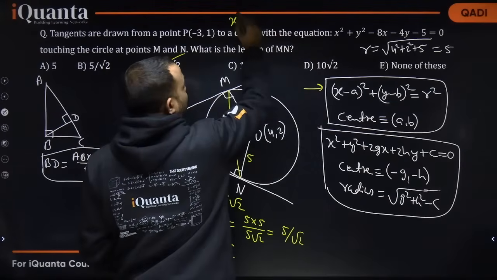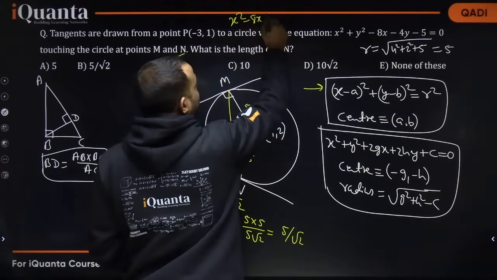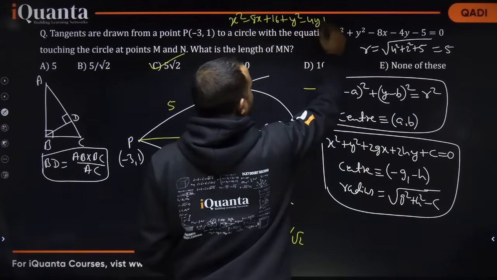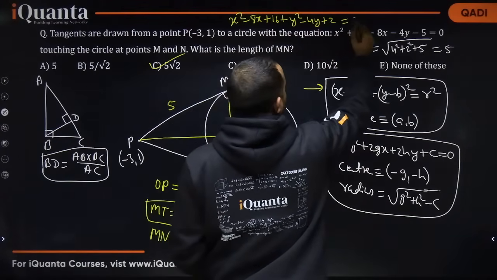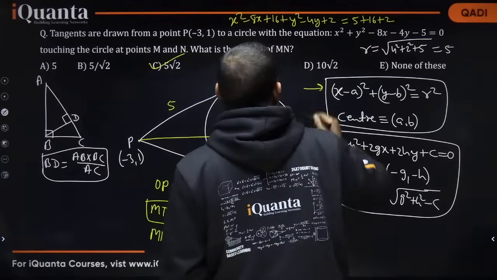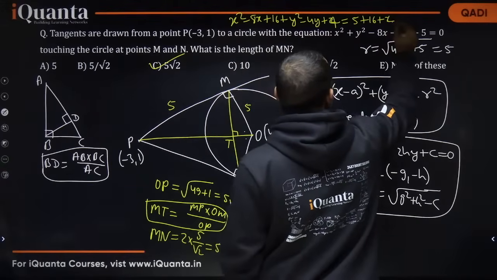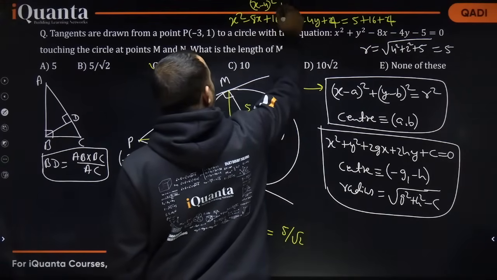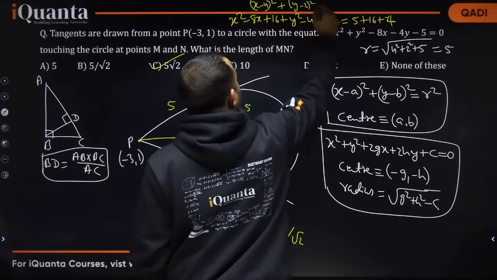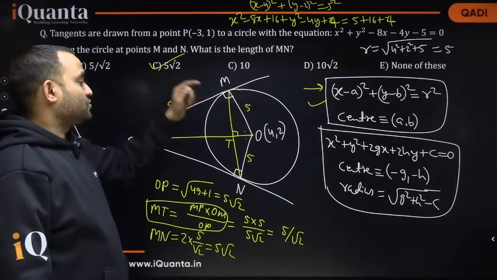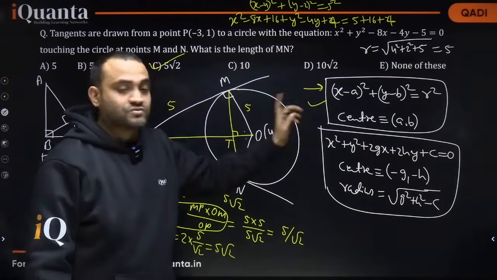x square minus 8x plus 16 plus y square minus 4y plus 4 will be equal to 5 plus 16 plus 4. Sorry, 5 plus 16 plus 4. So this will become (x minus 4) whole square plus (y minus 2) whole square is 5 square in this form. So center 4 and 2, center 4 and 2, using this one or this one.